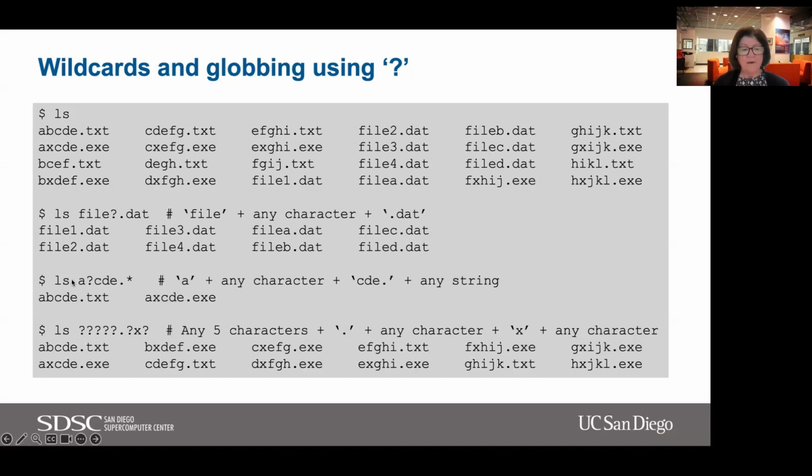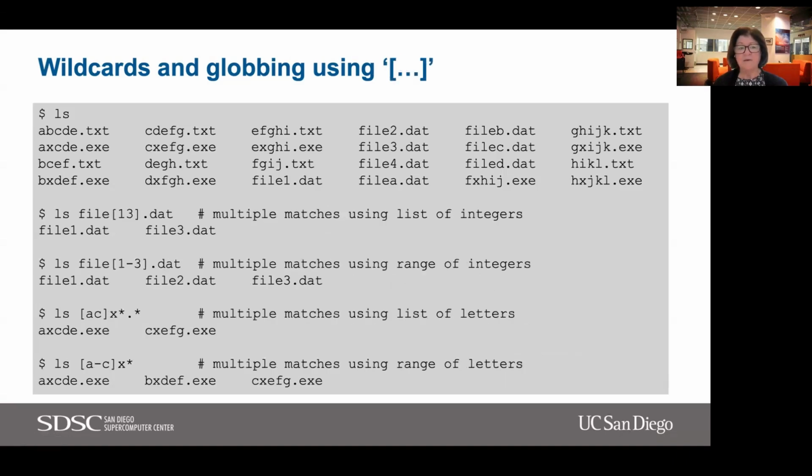And now we're looking at anything beginning with an A, with any character, then CDE dot star, ending in anything. And that pulled out 2 files. And then here, question marks, X, question mark. So we have to end with 3 letters and have 1, 2, 3, 4, 5 beginning characters. So this pulled out any file that has an X in the extension, and then this pattern of 5 letters in front of it. So you can get really specific, and it's very powerful to be able to sort your data.